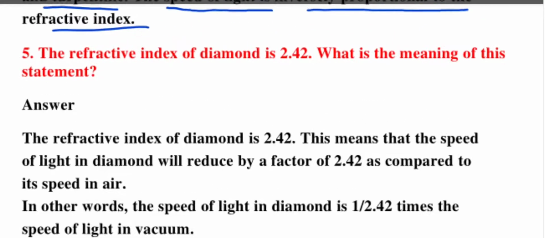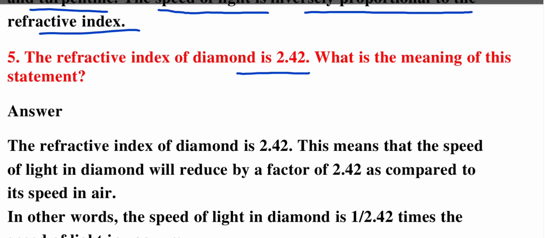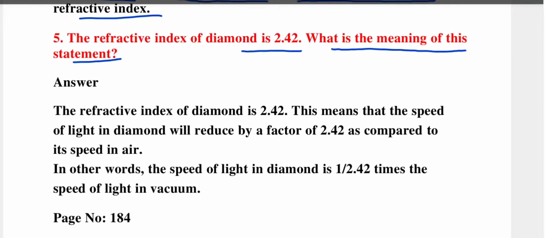The refractive index of diamond is 2.42. What is the meaning of this statement? I have already discussed this question, but let me discuss it once again, not a problem. The refractive index of diamond is 2.42.